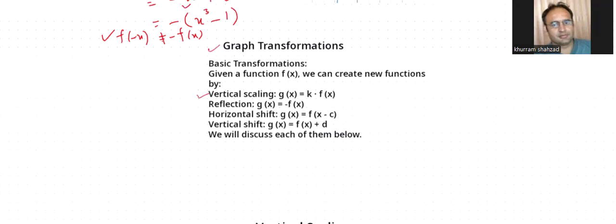Reflection is basically a flip of the function. Horizontal shift: in this transformation, the graph is shifted horizontally, either to the left side or the right side. Vertical shift: in this type of transformation, the graph is shifted upwards or downwards. Now we will discuss each of them individually.